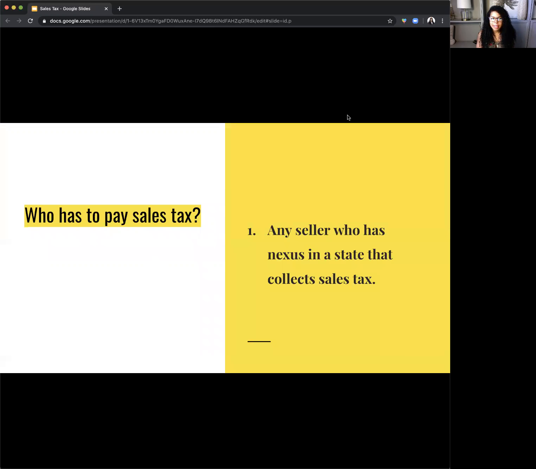Next, who has to pay sales tax? Any seller who has nexus in a state means they have to collect sales tax. A lot of you are probably like, what's nexus? Nexus is basically you have a physical presence within the state. So if you have a home office, if you have a warehouse, anything like that, a physical location, then you have nexus in that state. So for me, I would have nexus in the state of Florida. If you live in Georgia, you have nexus in the state of Georgia.